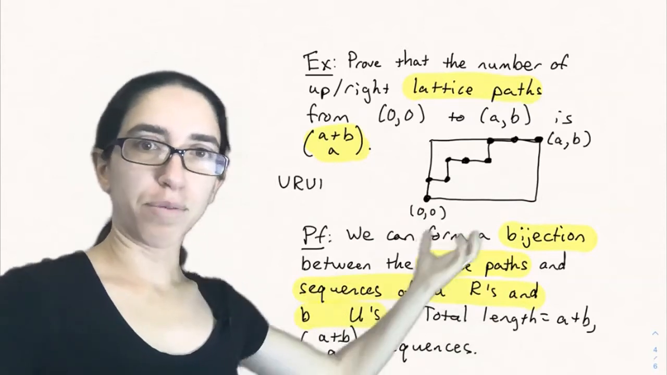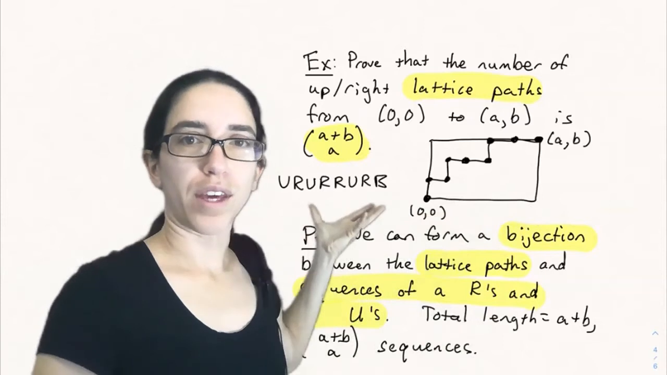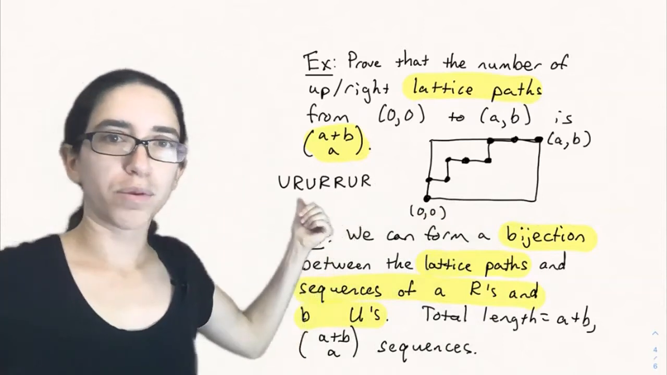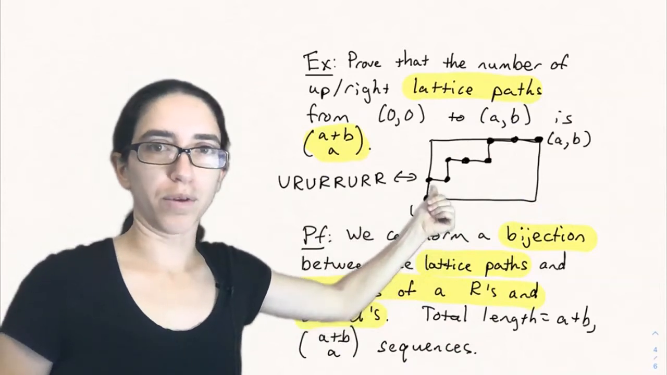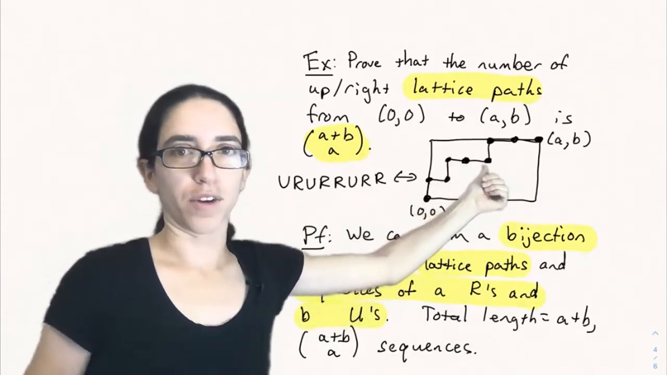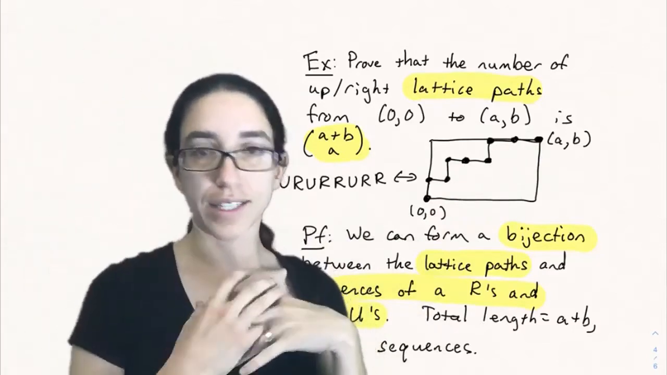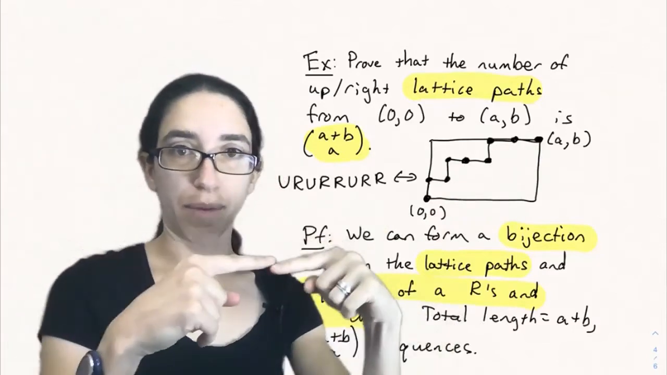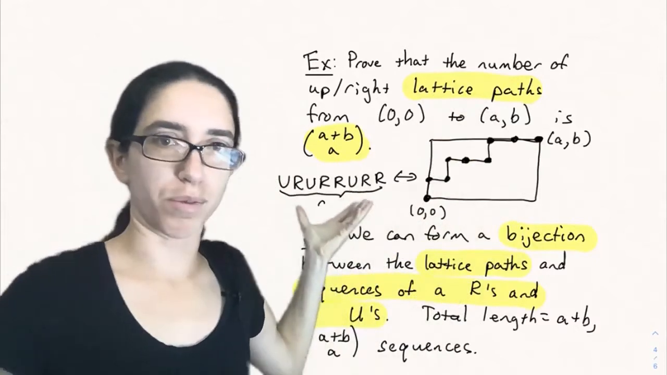So here's an example of this bijection at work. We're going to match this lattice path with the sequence up, right, up, right, right, up, right, right, because that's what this does. Up, right, up, right, right, up, right, right. And so that's an example of two elements that are matched in our bijection. You imagine all the lattice paths being matched with all of these possible sequences.